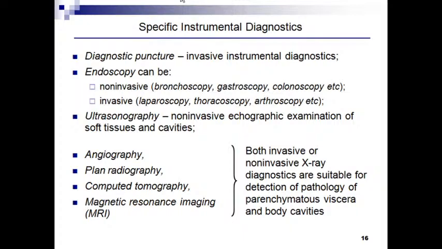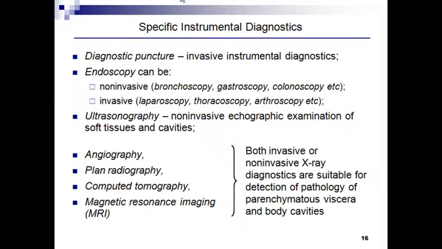And the last methods: angiography, plain radiography, computed tomography, and magnetic resonance imaging. These are X-ray methods of examination. They can be non-invasive and invasive. Invasive variants are angiography, injection of contrast into the bloodstream and examination of the localization of the contrast, discovering the localization of contrast and defining the place of rupture of the vessels.